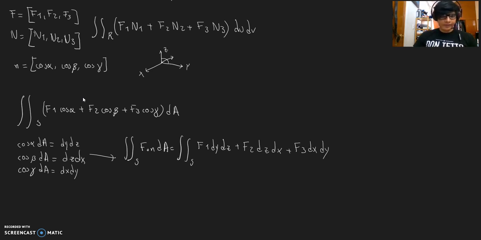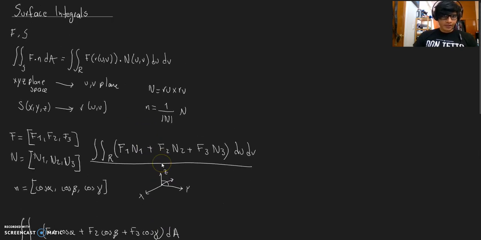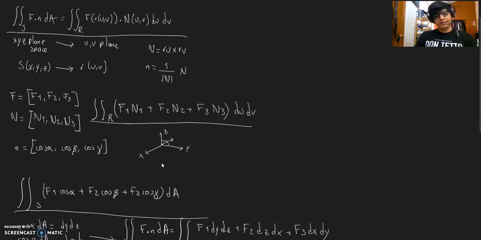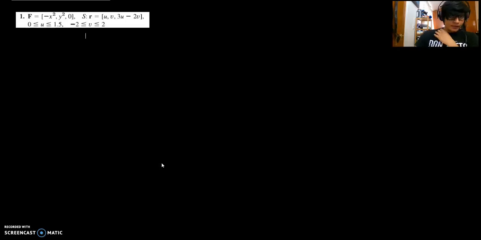So there we have one representation, two representations, three, and four representations. Then we have four ways of evaluating the surface integral. So now let's make this simple example. We have the parametric representation of the surface and the given vector function to be evaluated on this surface.